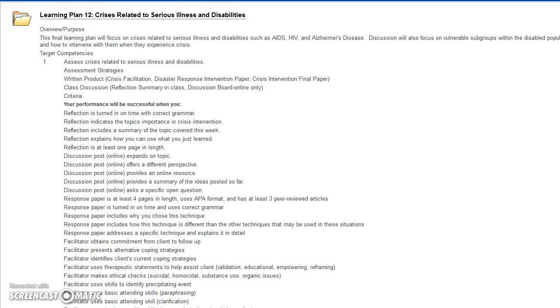Welcome to Learning Plan 12, Crises Related to Serious Illness and Disabilities. This final learning plan will focus on crises related to serious illness and disabilities such as AIDS, HIV, and Alzheimer's disease. Discussion will also focus on vulnerable subgroups within the disabled population and how to intervene with them when they experience crises.